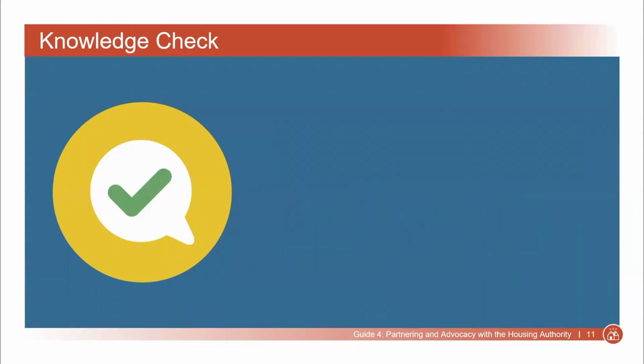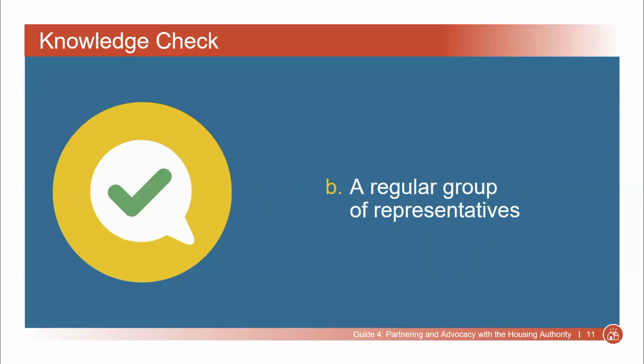The answer is B. A regular group of residents representing the full resident council should attend meetings with the housing agency to ensure that progress can be made. This group should report back to the full resident council on both the meetings and progress, and over time, leadership should rotate.